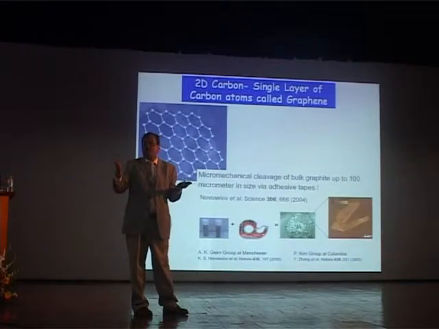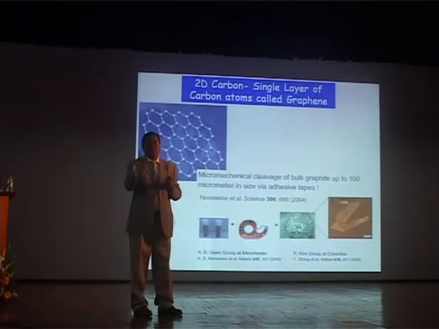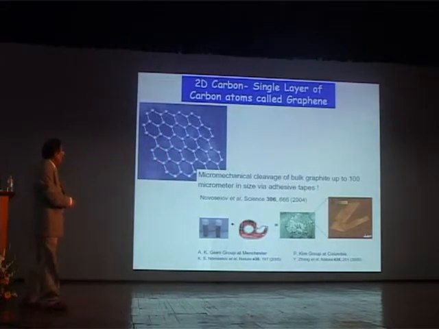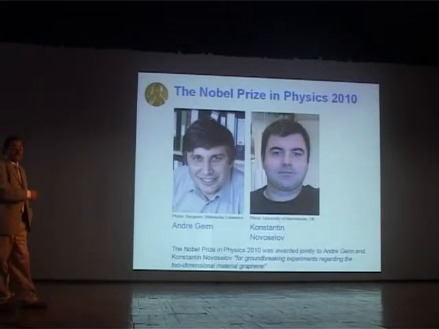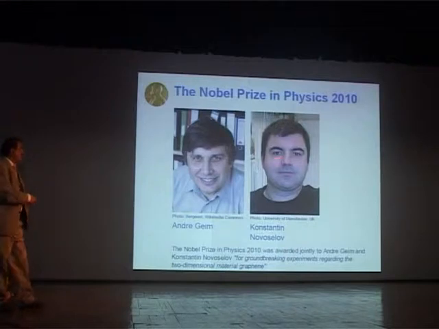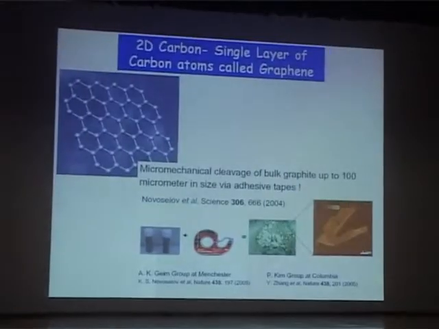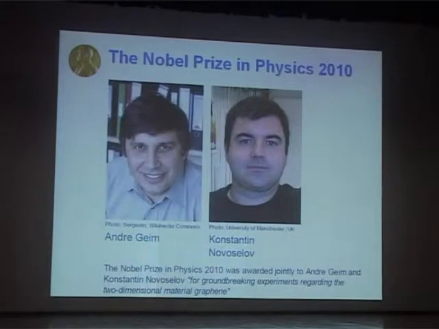If you do it correctly a few times, you can isolate a single layer of carbon, two layers of carbon, three layers of carbon, and so on. And this is precisely what was done in this paper. And this is precisely what happened in the last 6 years, that these two gentlemen got the Nobel Prize. So this science paper is from the Manchester group with the Scotch tape, and this resulted in this year's Nobel Prize, which reads, for groundbreaking experiments regarding the two-dimensional material graphene.